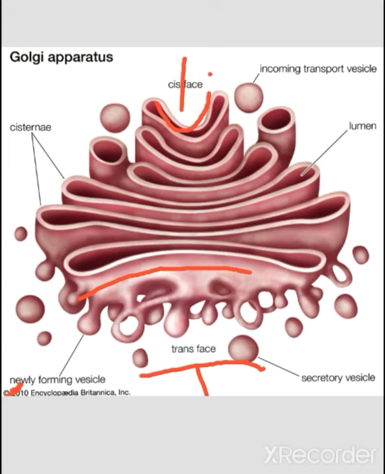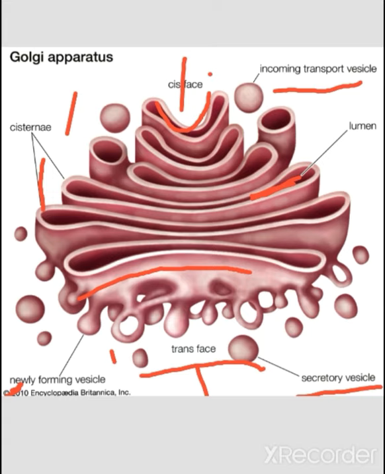In this diagram you can easily see the incoming transport vesicles, the lumen part inside, and the secretory vesicles. These are secreted out after the modification of the transported material. These are the cisternae, and these are the newly forming vesicles.